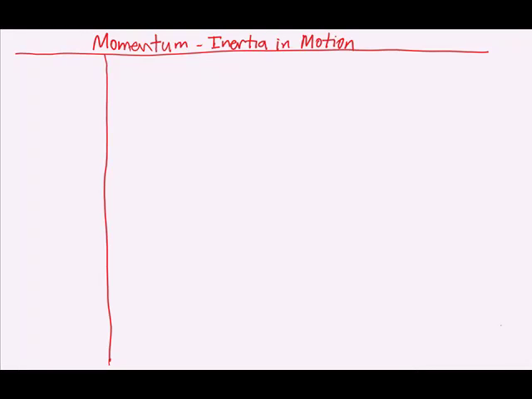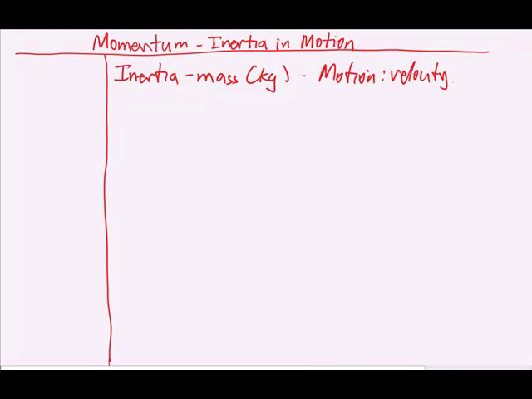Hey physicists, we're going to talk about a way of accounting for momentum. Remember that momentum is inertia in motion, and inertia we measure in terms of an object's mass, and that is measured in kilograms. Motion we measure by an object's velocity, and remember, velocity is speed with direction. Not just speed, but speed with direction. All right, so we'll end up measuring that, most commonly, in meters per second.